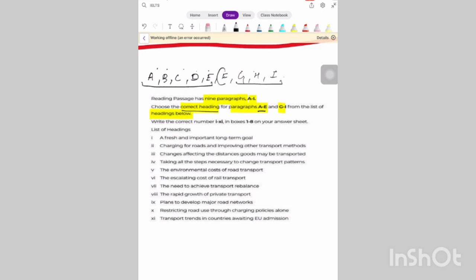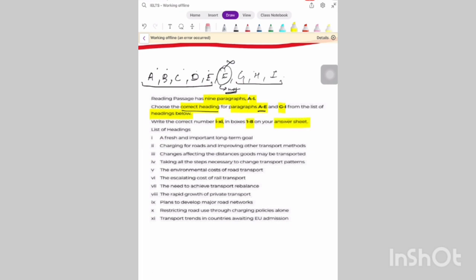That means for paragraph F, there are no headings, and F is not included in the task, as we have studied in the previous lectures. If we had not read this instruction properly, we would have ended up getting confused about paragraph F and lost our marks. But since we know all the tips and tricks, we studied the instruction. Write the correct number, from 1 to 11, in boxes 1 to 8 on your answer sheet.